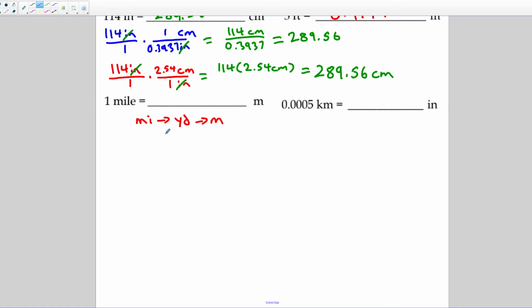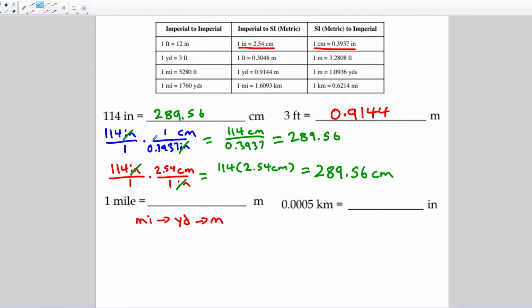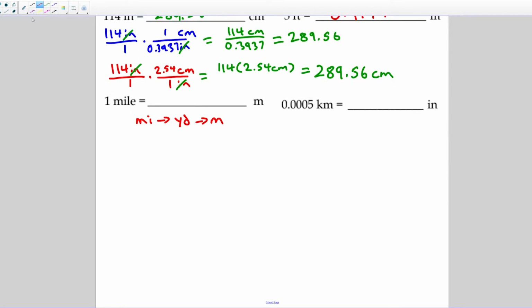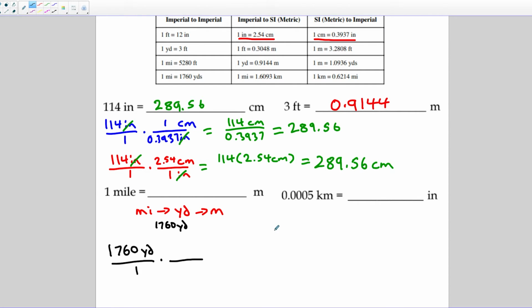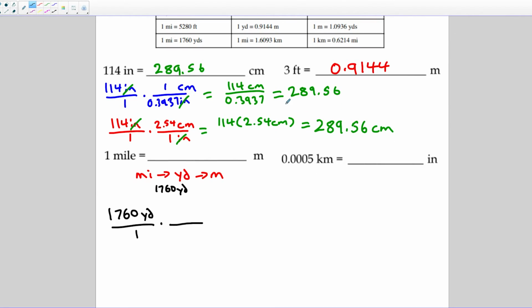Well, we can see that our first conversion is actually quite simple. We don't need to do much math because we know here that 1 mile is actually equal to 1,760 yards. So we've actually skipped our first step by converting from 1 mile to yards. So let's start off with 1,760 yards divided by 1. And we're going to multiply now by our conversion factor between yards and meters. We can see here that 1 yard is equal to 0.9144 meters.